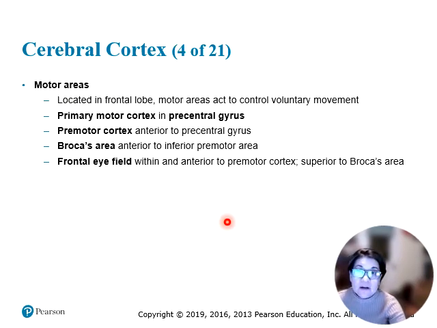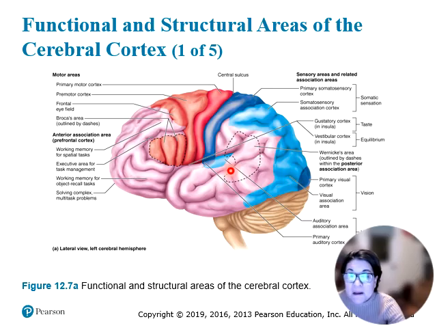Okay, so motor areas are in the frontal lobe and other areas too. So frontal lobe does voluntary movement. You have primary motor cortex and the premotor cortex, and then you also have an area called Broca's area, which has to do with speech. And then frontal eye field is also part of the motor area.